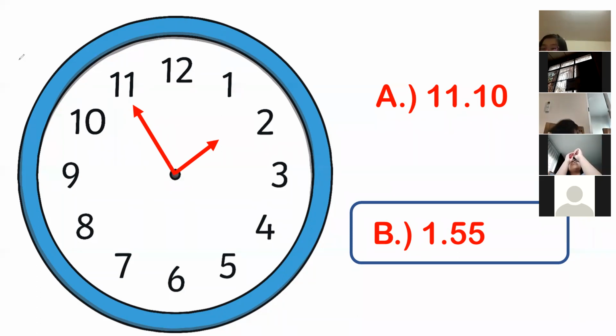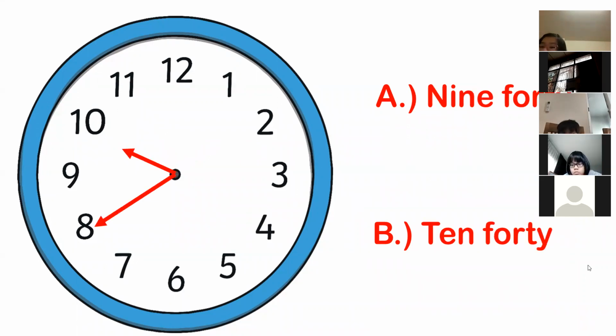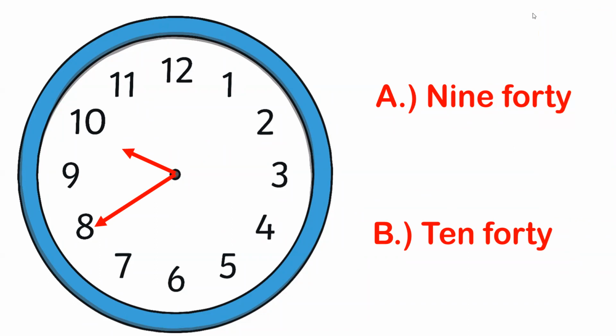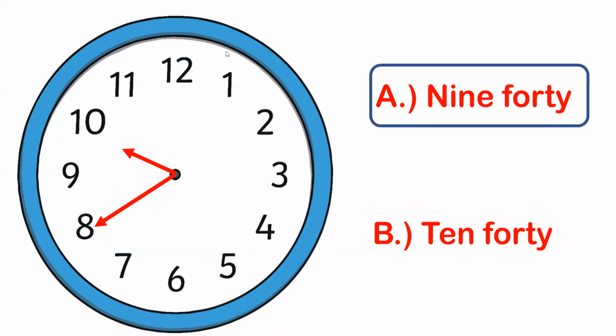Okay, I will call on Miguel. Miguel, look at the clock. What time is it? Is it A, 9:40 or B, 10:40? Which one is correct? Miguel? 9:40. Very good. If you look at this, it's not yet 10. So it's 9:40. Next.